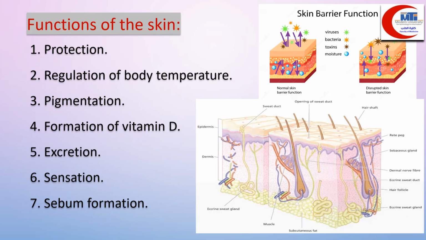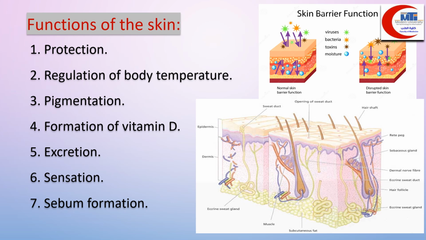What is the importance of skin? What are the functions of skin? The skin covers our body surface, protects the deep internal organs, and protects our bodies against ultraviolet rays by its content of melanin.